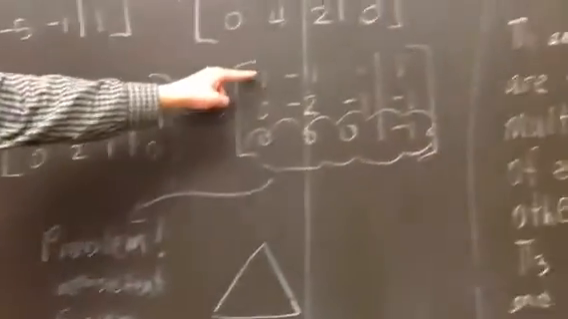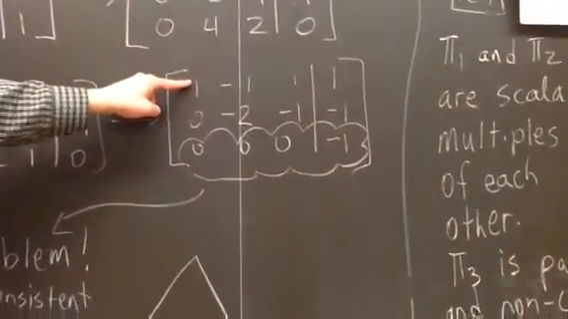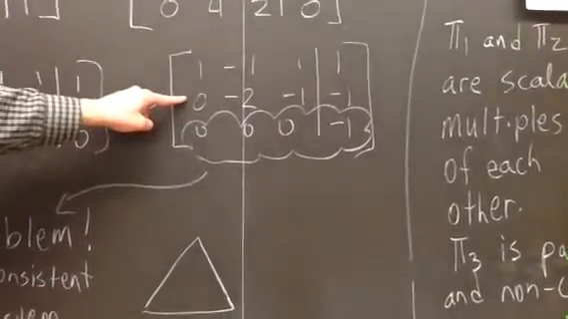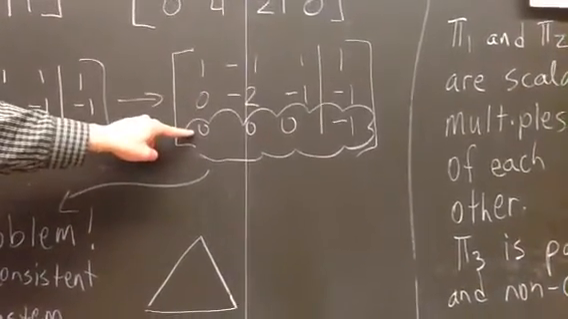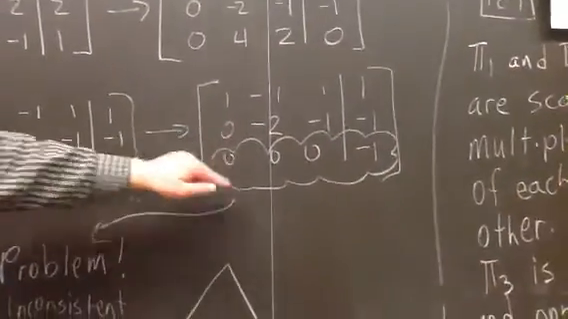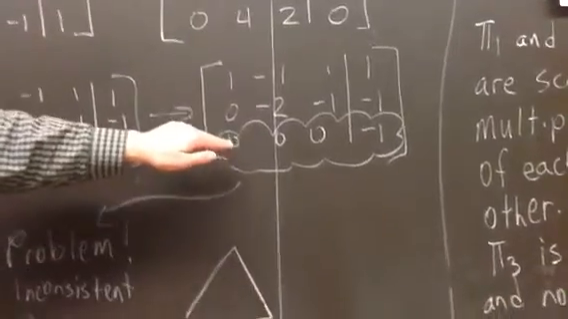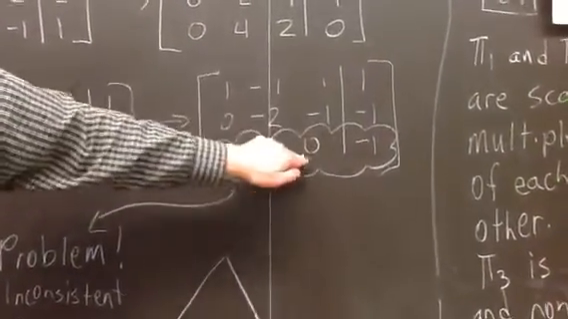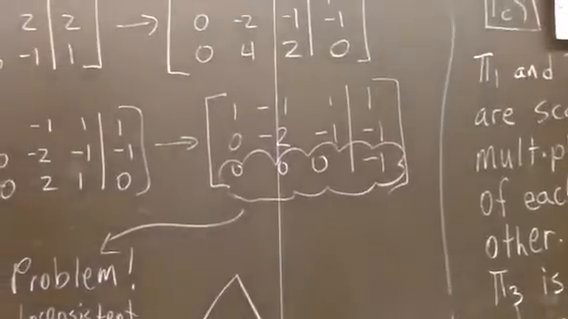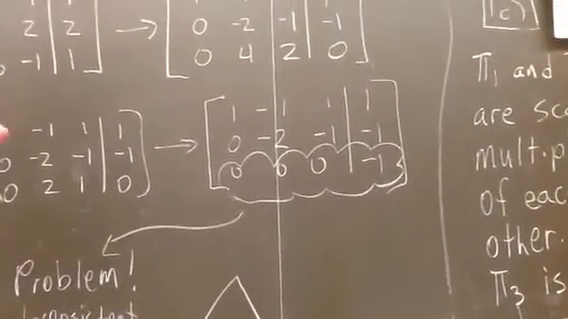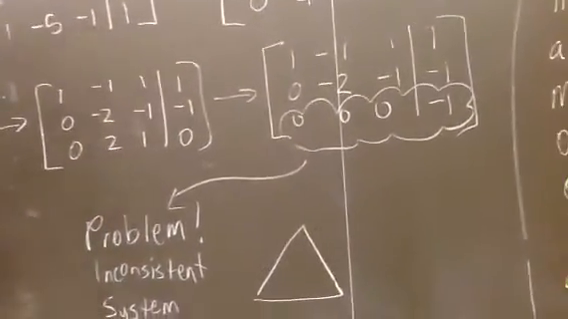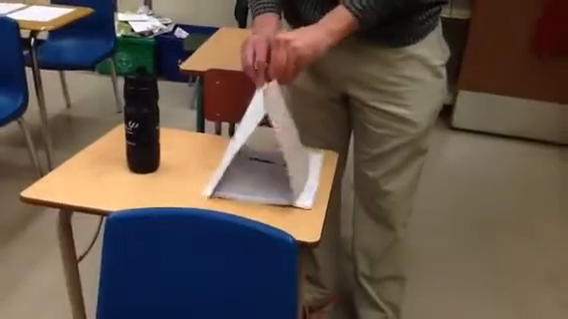So we do that. We therefore have 1, negative 1, 1, 1, 0, negative 2, negative 1, negative 1, and 0, 0, 0, negative 1. What? That's even crazier than 0, 0, 0, 0. This is literally impossible. There's no point in the world where 0x plus 0y plus 0z equals negative 1. That is just insane. So therefore we have 3 non-parallel planes that share no points of intersection, and that is the only way that that can happen.